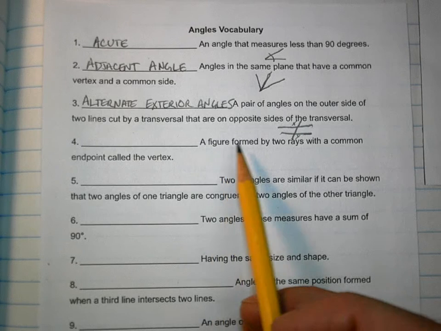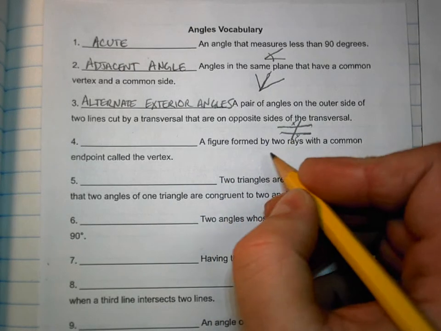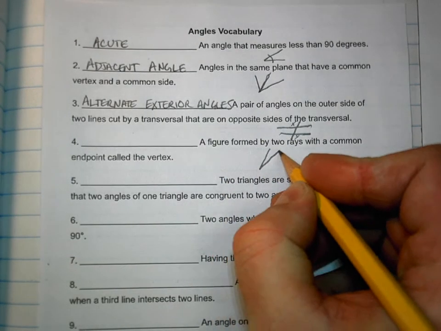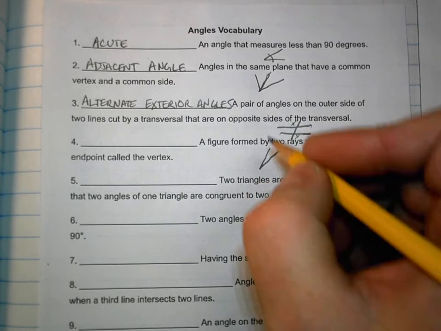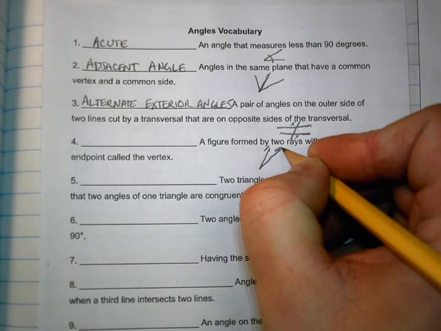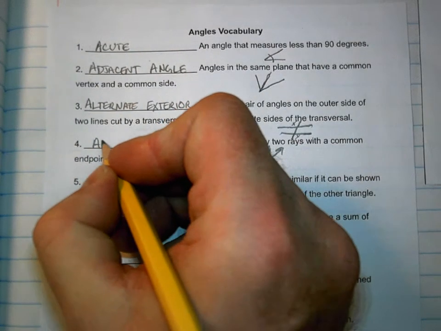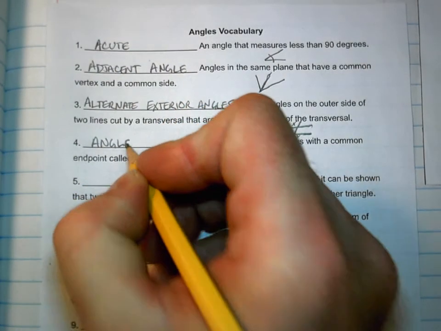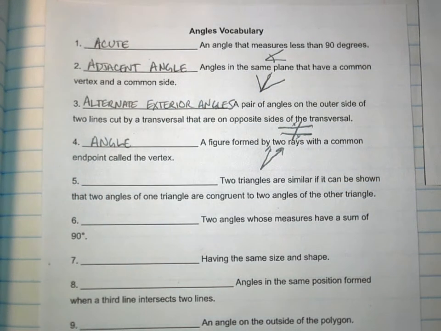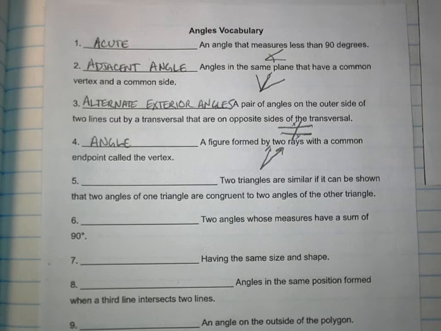What is a figure formed by two rays with a common endpoint called the vertex? What do we call that? It's an angle. An angle has two rays with a common vertex.